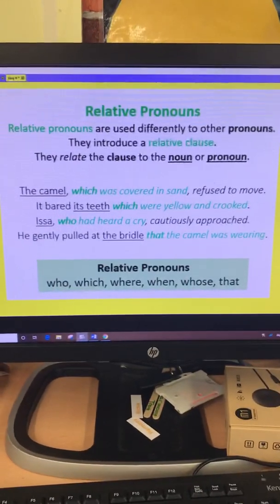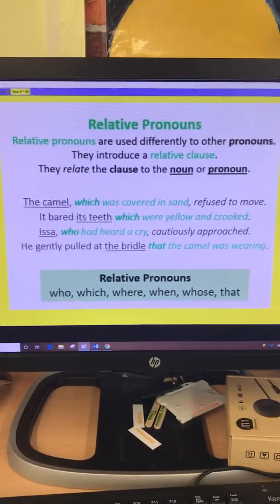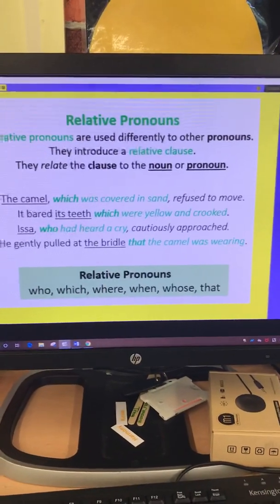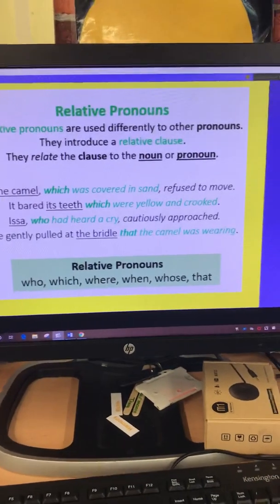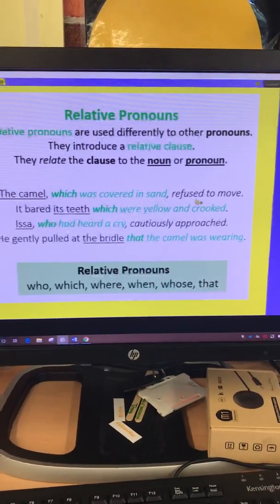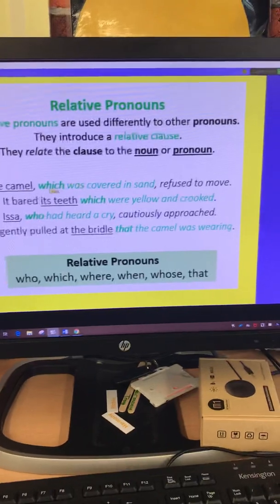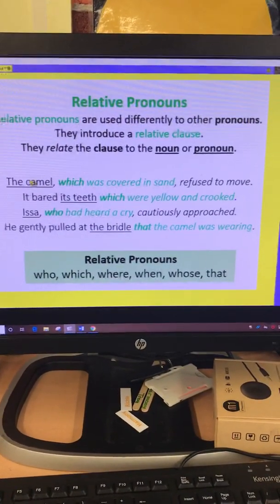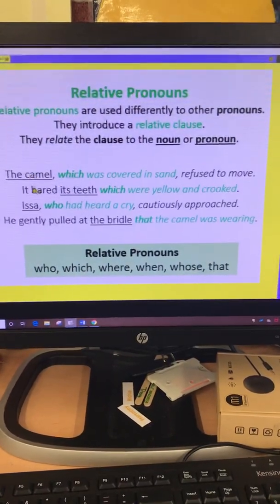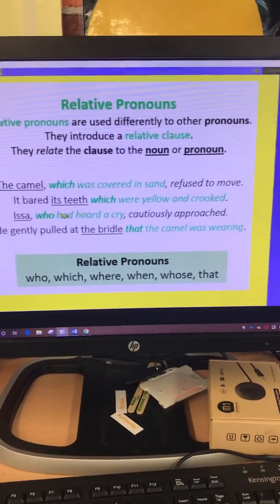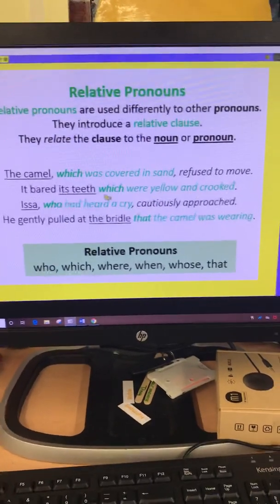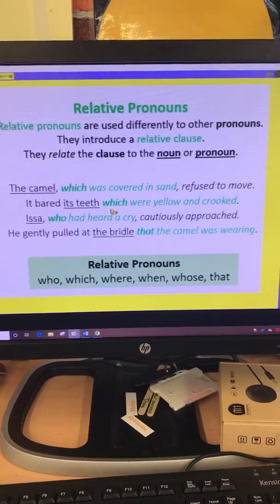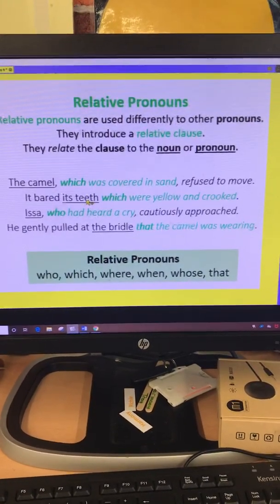Relative pronouns are used slightly differently to other pronouns. They introduce a relative clause and therefore they relate the clause to the noun or the pronoun. So here we've got: the camel, which was covered in sand, refused to move. Which is our relative pronoun and it tells the reader that the relative clause relates to the camel. The same with this: it bared its teeth, which were yellow and crooked. Which is the relative pronoun and it's telling the reader that the relative clause is relating to its teeth.